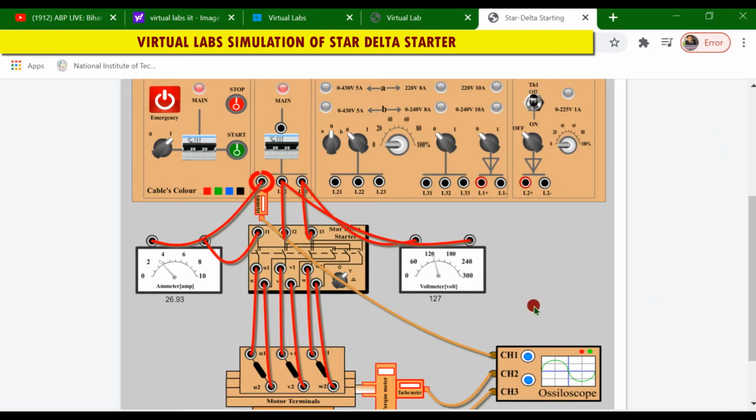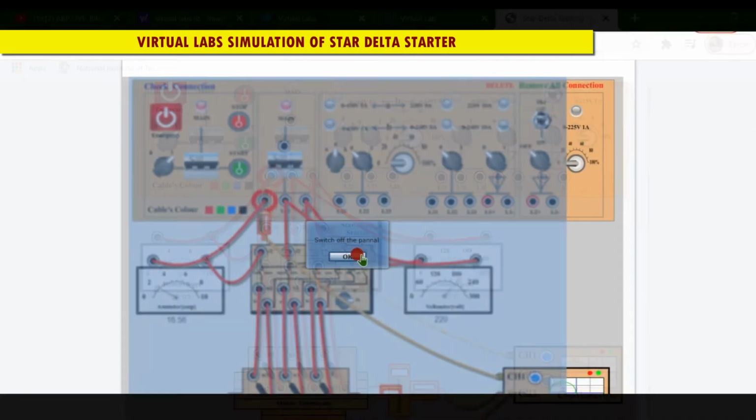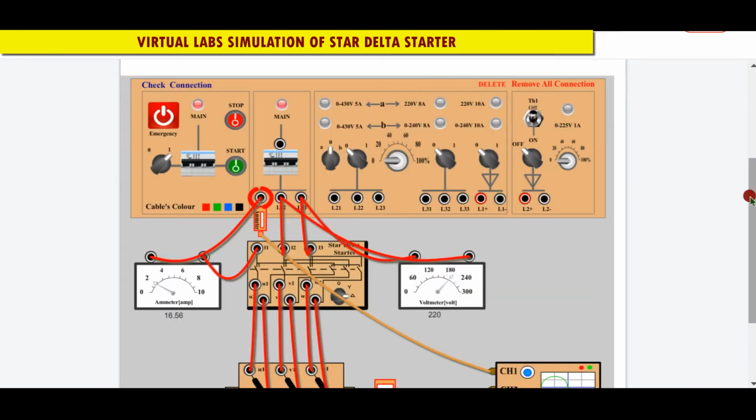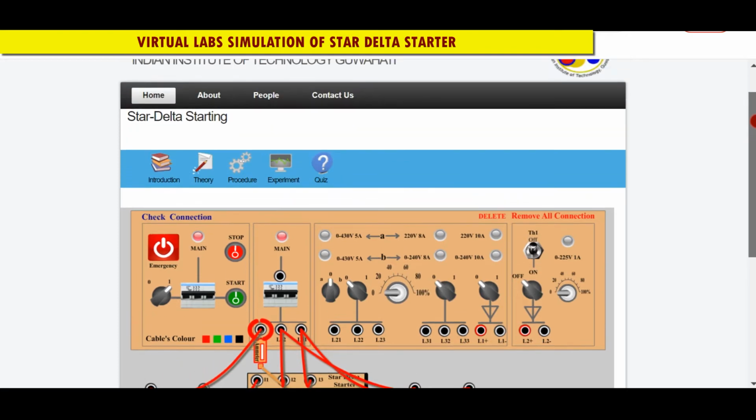So in star delta starting, an induction motor is connected through a star connection at the starting period, and then once the motor reaches 80% of full load speed, the connection is switched over to the delta connection. Now click on this remove all connection, and then we will reconnect the star delta starter simulation circuit.